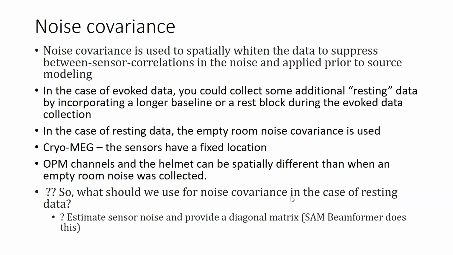Certainly for evoked data, you could use the resting data. So you just collect more data, either longer blocks and so on. But if you're doing resting data, what do you use, right? In terms of noise covariance, how do you collect something where the information changes spatially depending on where the helmet is? So I want to leave you with that note, and for you to think about some potential solutions.